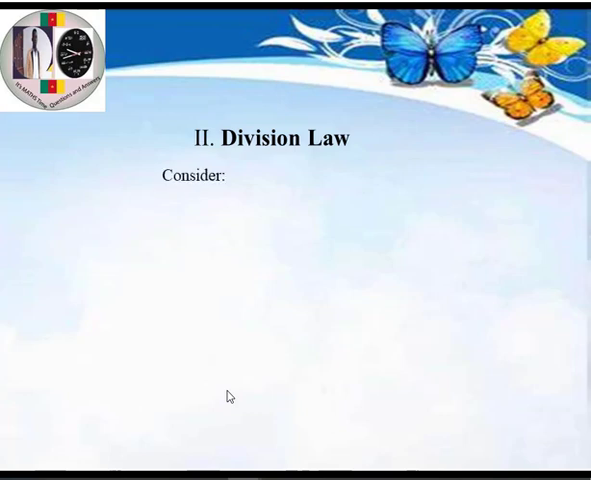Okay, the next law we are going to see is the division law. So we are going to again consider the number 7, and we are going to have 7 times 7 times 7 times 7 times 7. That is how many times? 1, 2, 3, 4, 5 times, divided by 7 times 7 times 7, 3 times. So this 7 cancels this 7, this 7 cancels this 7, this 7 cancels this 7. We are going to be left with 7 times 7, and 7 times 7 is simply 7 power 2.